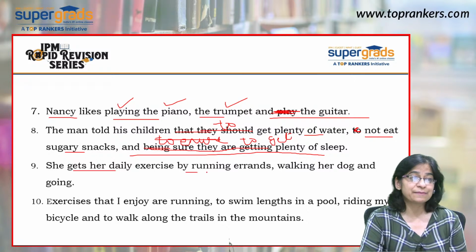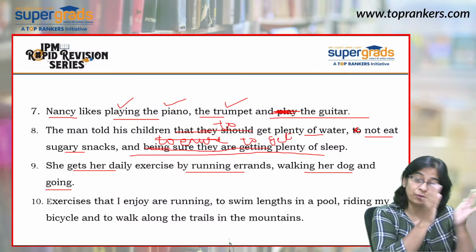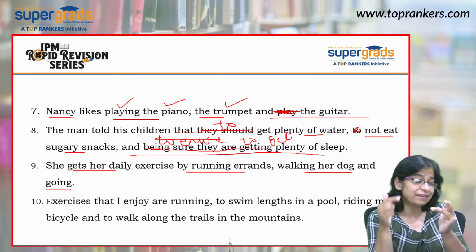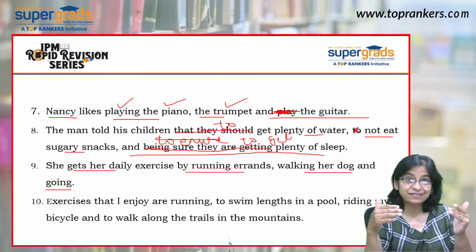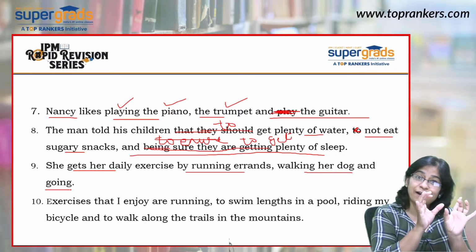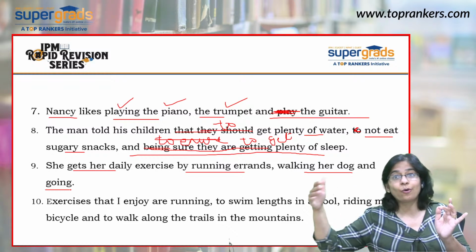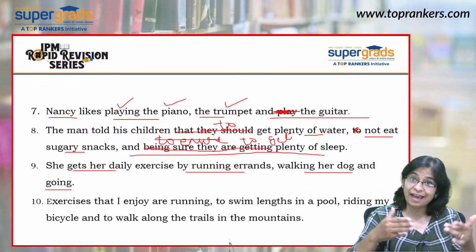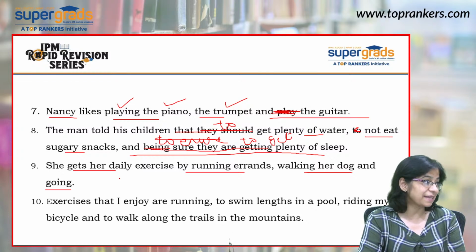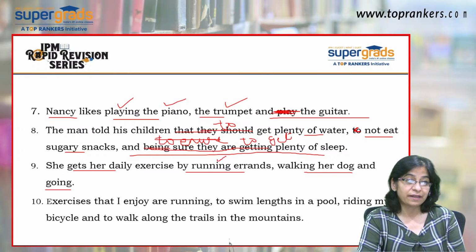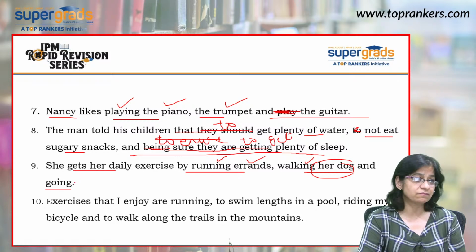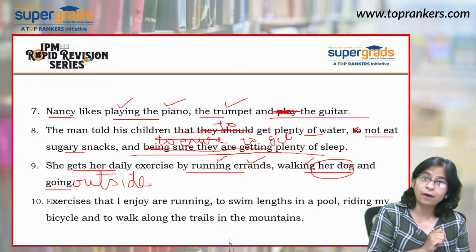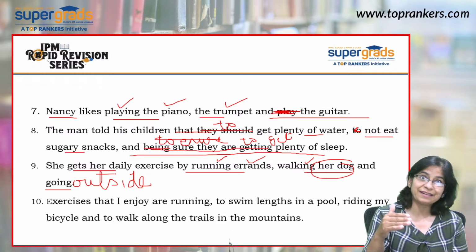She gets her daily exercise by running errands, walking her dog, and going. How does she get her daily exercise? So she's running errands, that's a gerund, walking her dog, another gerund, and going. A parallel structure doesn't just mean that I have all three gerunds in place. The rest of the sentence has to be in order as well. So she gets her daily exercise by running errands, walking her dog, and going, let's say, outside. So this is how we balance the structure in a sentence, right? Let's look at another example.